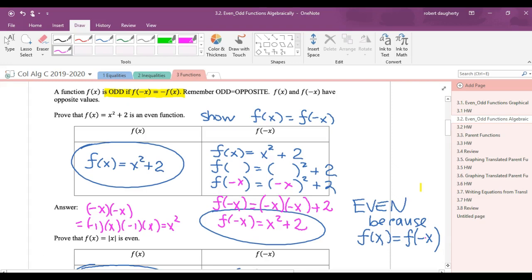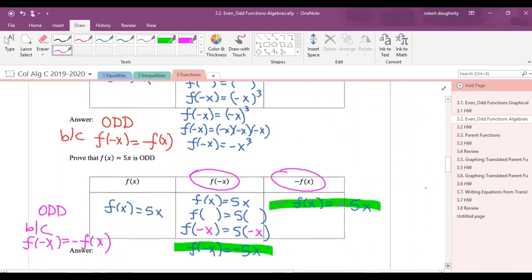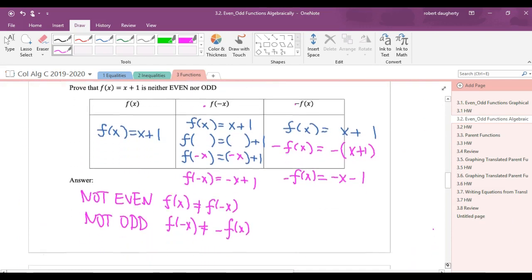Okay. Will it always be those two specific? Well, it's either going to be even or odd or neither. Well, when it's odd, will it always be f of negative x equals negative f of x? Yes. So that will always be the case. So that's why every problem you see on an assessment is going to have these three columns. And I think that's the way on the homework as well.